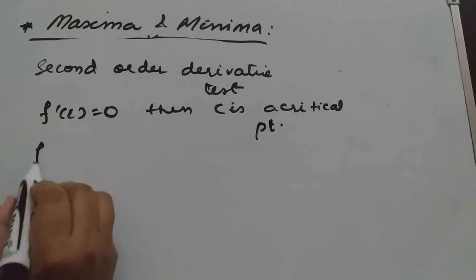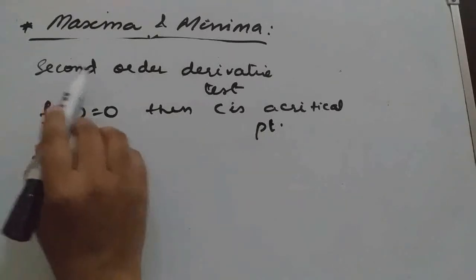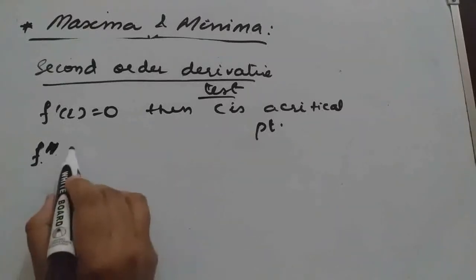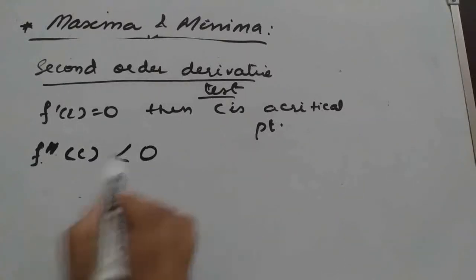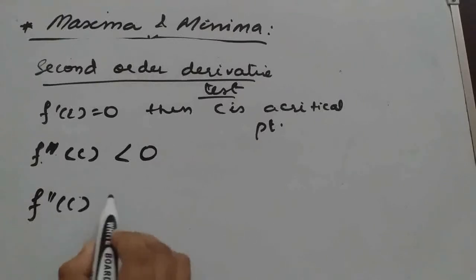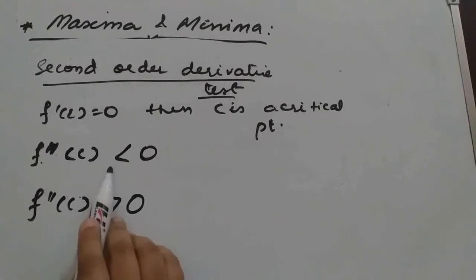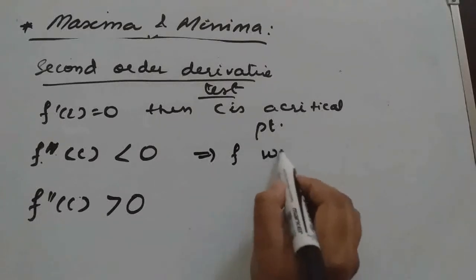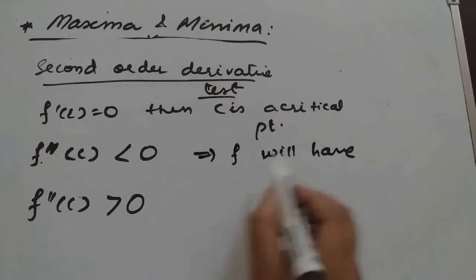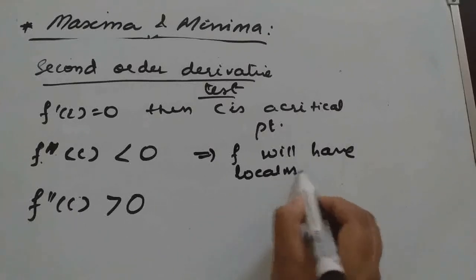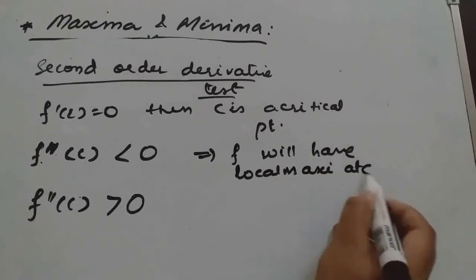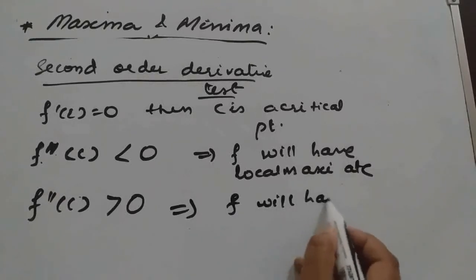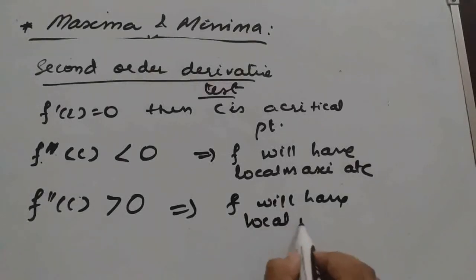Critical point, f dash of c equal to 0. Then what we will do is find the second order derivative, f double dash. We will check whether f double dash of c is less than 0 or greater than 0. If it is less than 0, that is negative, the function will have local maxima at c, and if it is greater than 0, the function will have local minima at c.